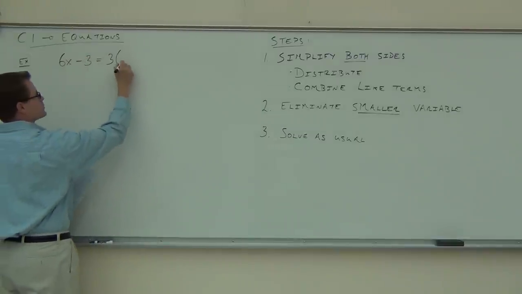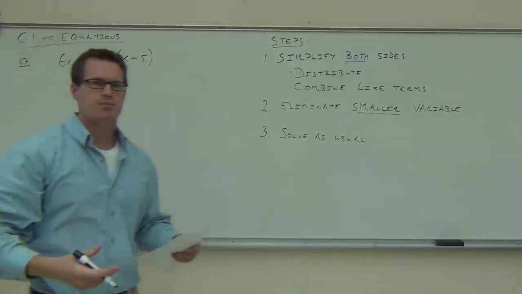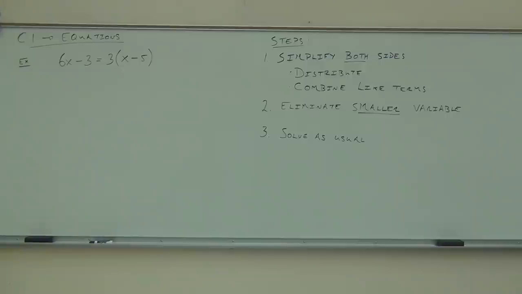Equals 3 times the quantity x minus 5. Follow the steps down. Do what we need to do. I want you to simplify both sides, get rid of the smaller variable, solve it, and then check to make sure you have the right answer, okay? I'll be walking around. This is what I'm normally going to do in this class. If you need help, raise your hand or just look at me like, I don't know what's going on, and I'll help you out.